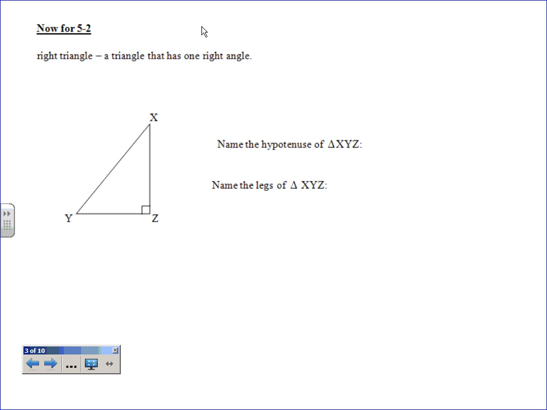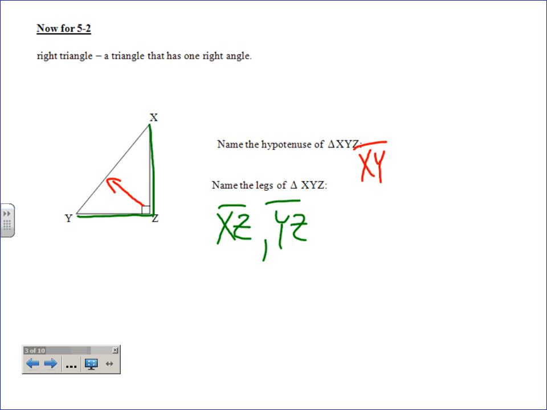A triangle that has one right angle. That's a right triangle. I think we knew that. I think we can even all name the hypotenuse of this thing. As you look for that right angle, and across from that is the hypotenuse. Is it okay to say YX? Yes or no? Yeah, I'm not talking congruence. I'm just asking you to tell me a segment. It works. How about the legs? Well, if that's the hypotenuse, the other two are the legs. So XZ and YZ.